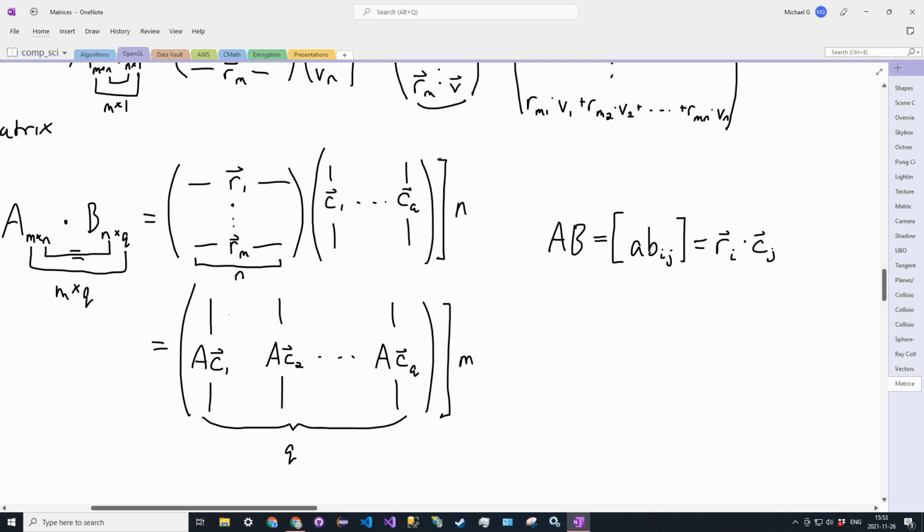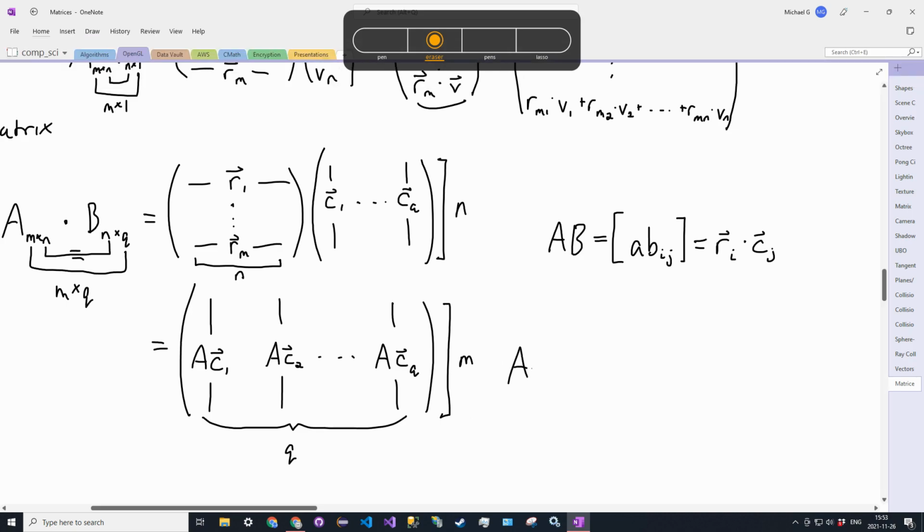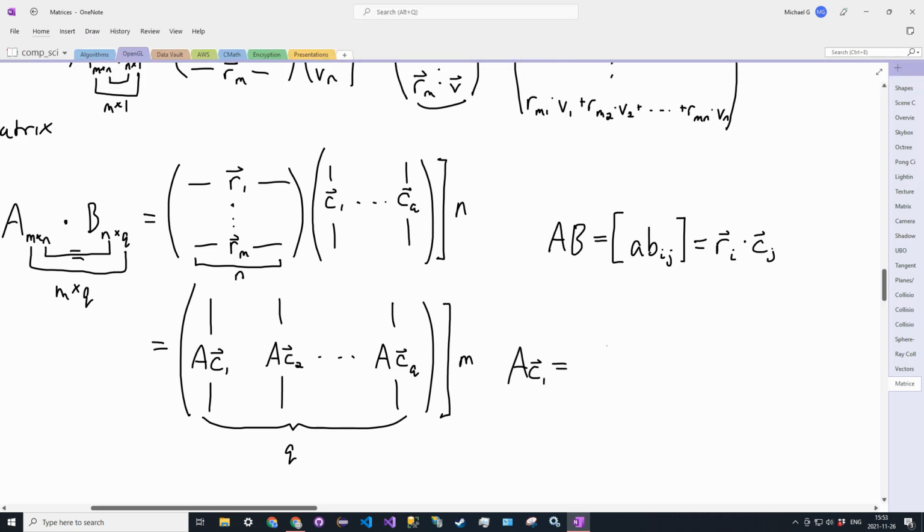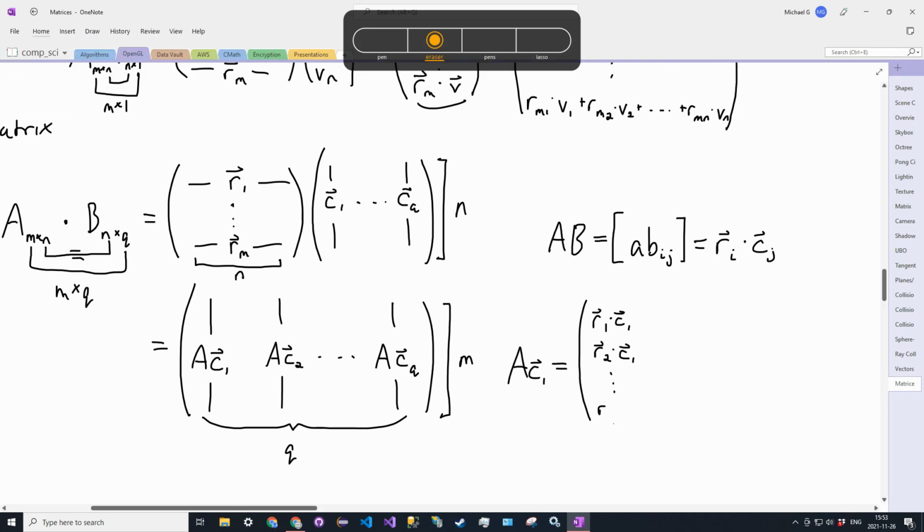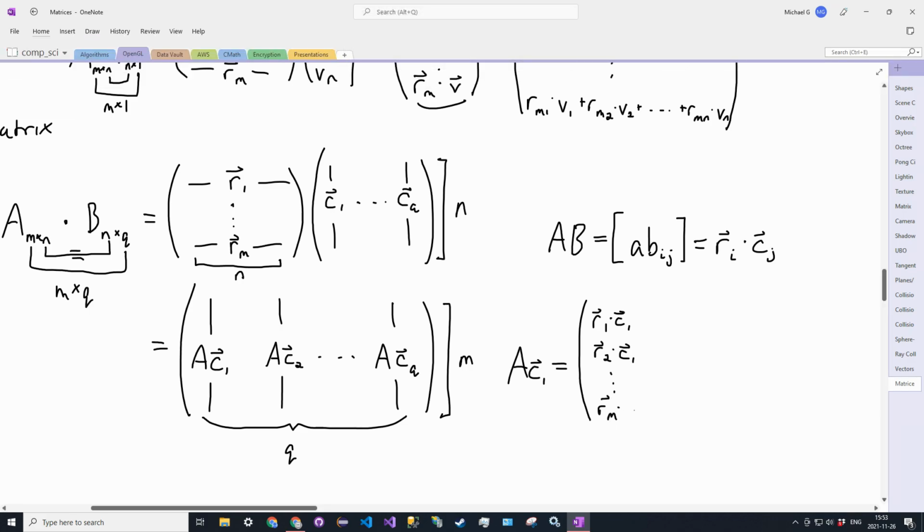So if we look at just AC1, this is going to be equal to, so the first element will be the first row, so R1 dotted with C1, and then we have R2 dotted with C1 again, all the way down to Rm dotted with C1.